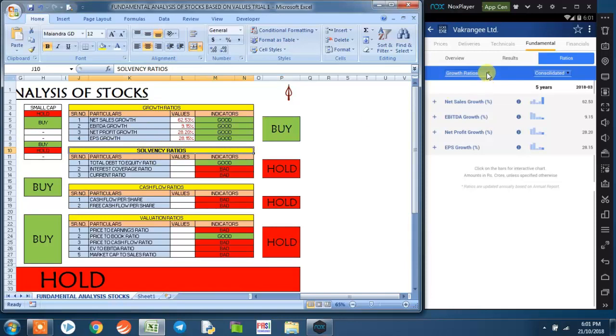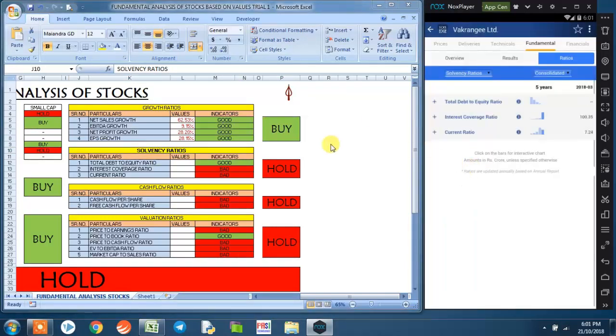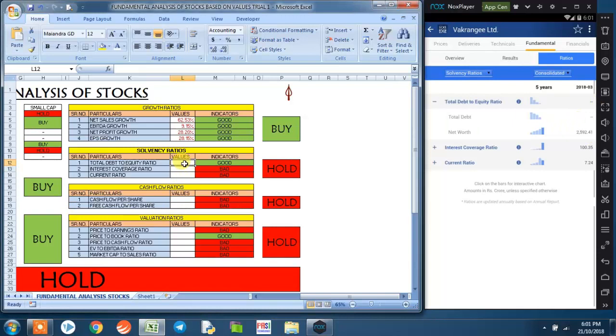Now coming on to solvency ratio, which is the most important ratio that is to be considered. The solvency ratio, the total debt to equity ratio is 0. Here we could see that the total debt on the company is 0 against the net worth of 2592.41 crores. Now coming on to interest coverage ratio, which is 100.35. On clicking 100.35 we could see that earnings before income tax is 1034.18 crores, whereas interest that they are paying is only 10.31 crores. The current ratio is 7.24. So overall solvency ratio has given us a signal to buy the stock at this point of time.